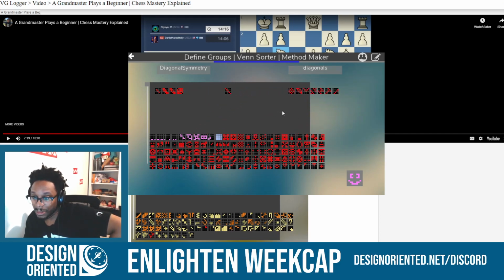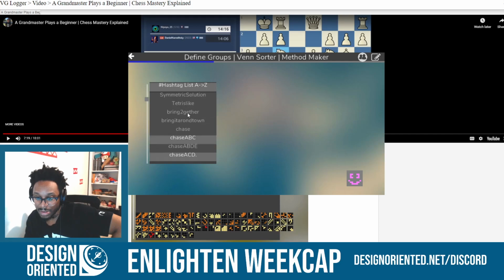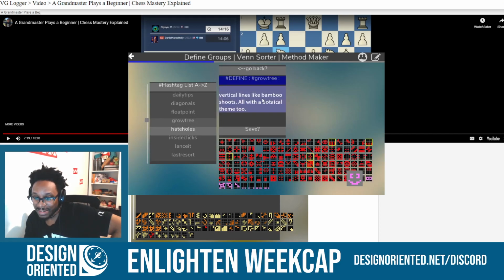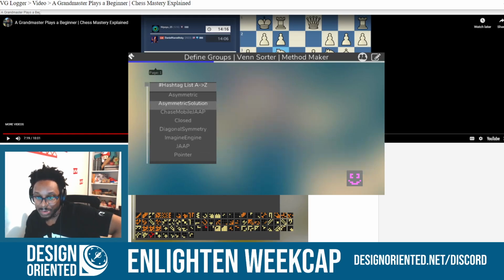Diagonals. There we go. These are the puzzles that I feel like have diagonals. These should probably be in the group, but at least we have one overlapping one that is in both groups. Grow tree. Cool. Grow tree, whatever that means, it has this in common with diagonal symmetry. If you ever forget, you go to grow tree. It means vertical lines like bamboo shoots, all with a botanical theme too. Okay, cool.